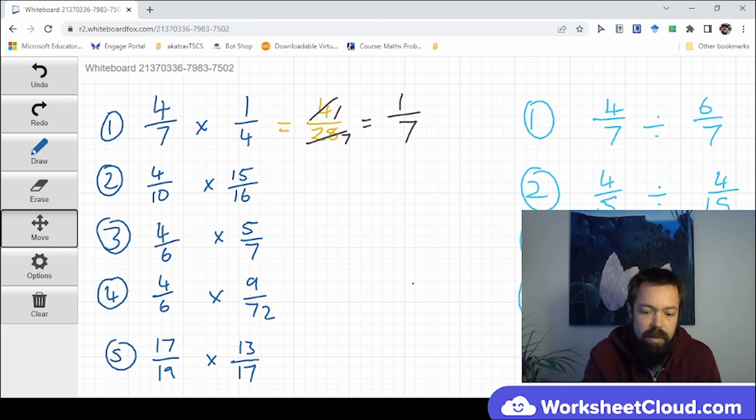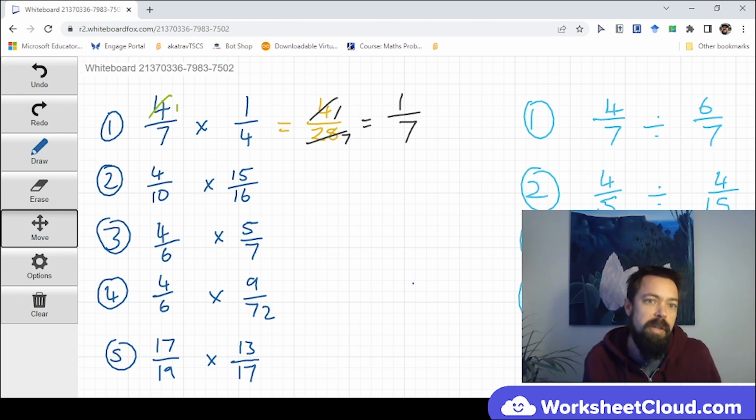1 over 4, I can't simplify. Now I'm going to look across. Is there anything that goes into 7 and into 1? 1, that doesn't help us. Is there anything that goes into 4 and 4? Yes, 4 goes into 4 once, so I'm going to cross out that and put a 1 in its place.